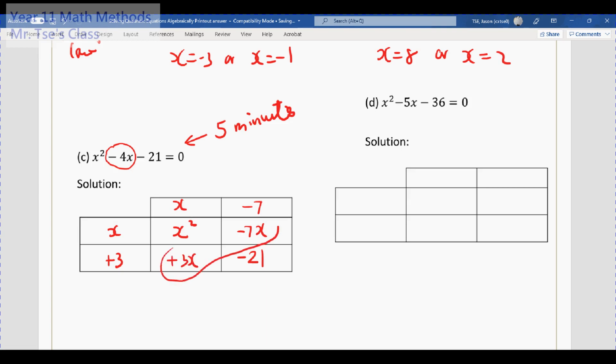So when you add these two together, plus 3x minus 7x, they will equal minus 4x. Okay, so the middle term is minus 4x. That means it works. Okay, and so the corresponding factor form will be like that. All right, and you will have the solutions.